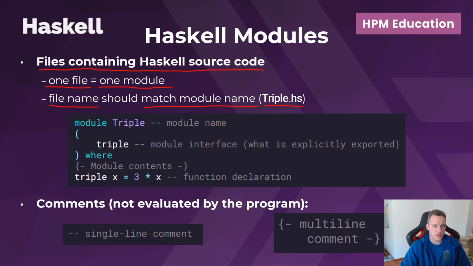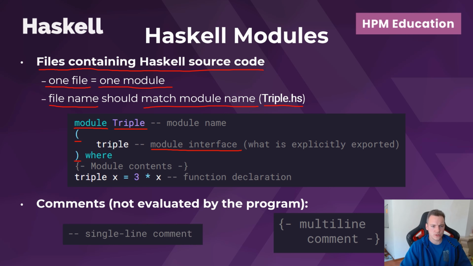At the start of that file, we would define the module using the module keyword, followed by the module name, in this case triple. So module name triple matches the file name triple.hs. The module name is followed by parentheses, which represent the module interface, and anything inside the parentheses is what is explicitly being exported by the module.